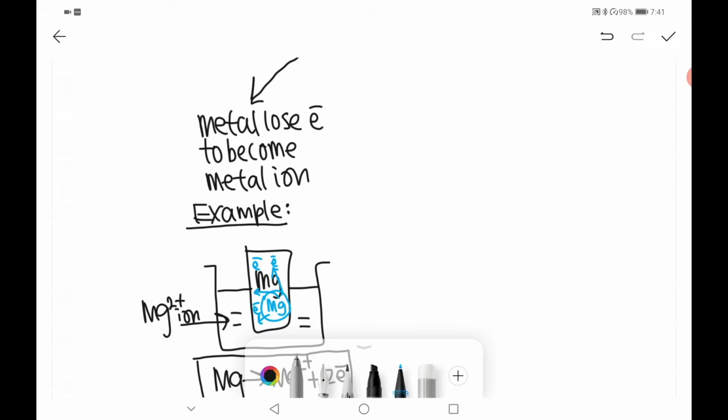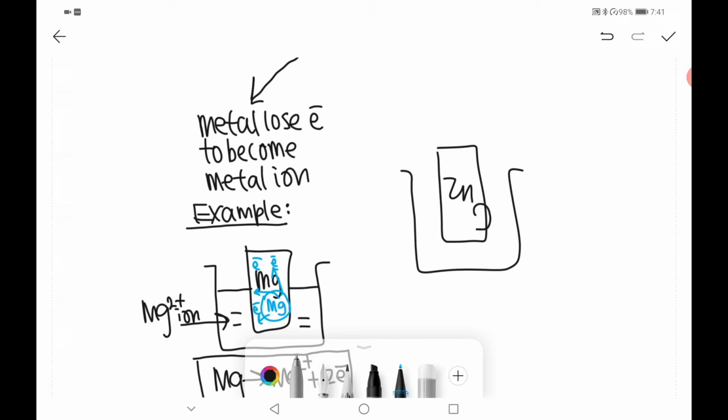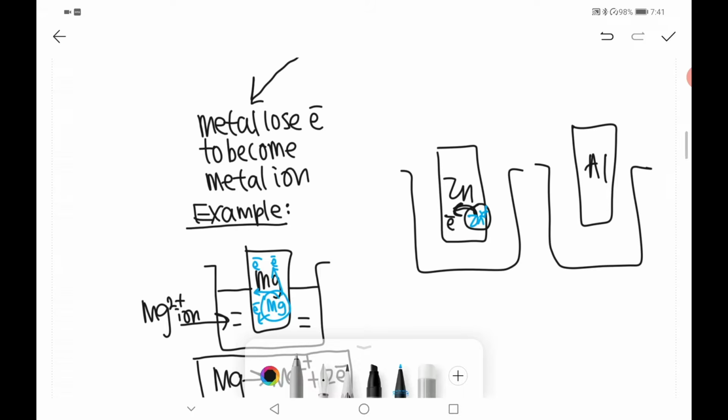If we have a piece of zinc, the zinc metal will lose electrons. Let's say this is a zinc atom, so it will throw the electrons away so that it becomes Zn2+. If we have a piece of aluminium metal, the aluminium atom will donate electrons, throwing the electrons away to become Al3+. So one of the processes happening is that the metal in the half cell will donate electrons in order to become a metal ion.